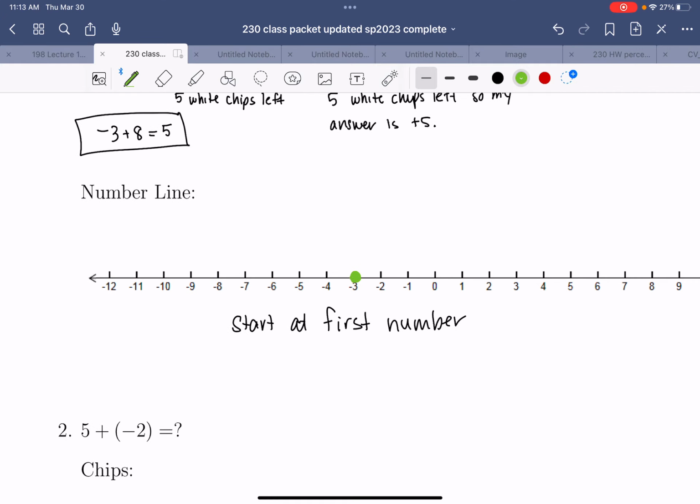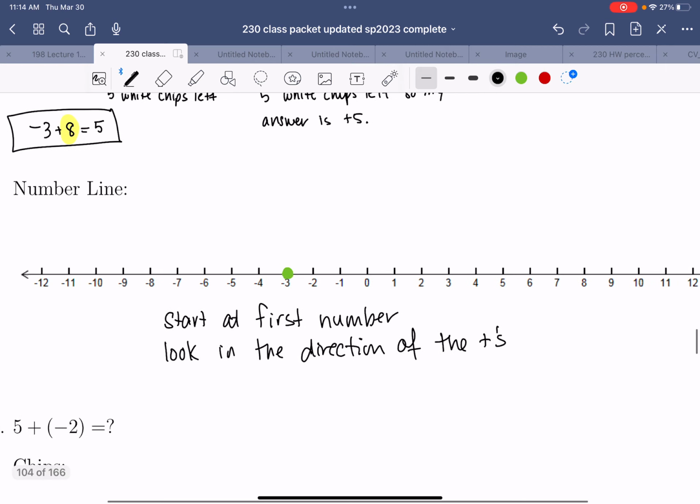Okay, so here's the key thing that's going to happen. We're going to start at the first number. We are going to take a look at the second integer. In that case, that second integer is positive. So we are going to look in the direction of the positives.